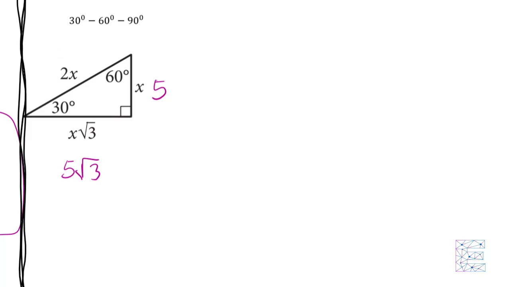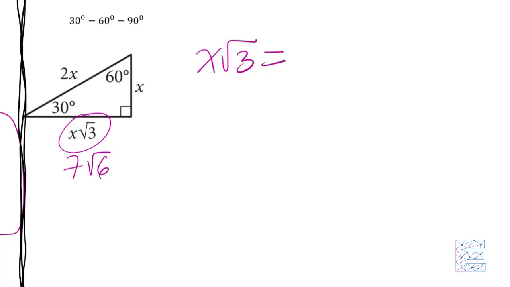A slightly more challenging problem might be something like this. What if you're given the long leg as 7 root 6? Once again, all we need to do is set up an equation. We know that the ratio given for the 30-60-90 is x root 3 for the long leg. This time for this problem, it is 7 root 6. So if we solve for x, then we'll have the short leg.